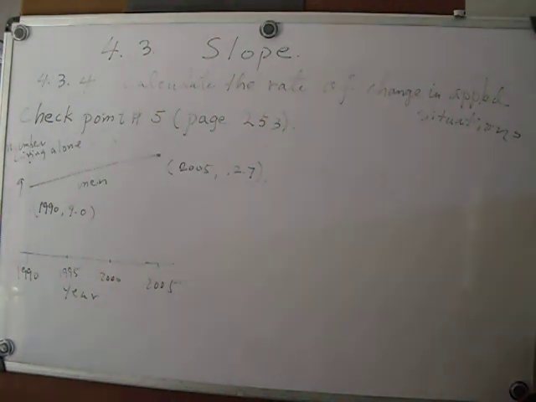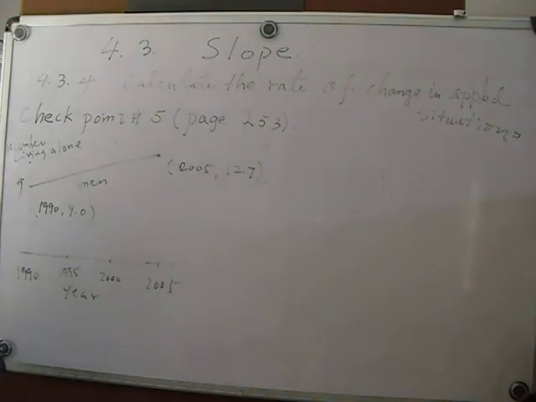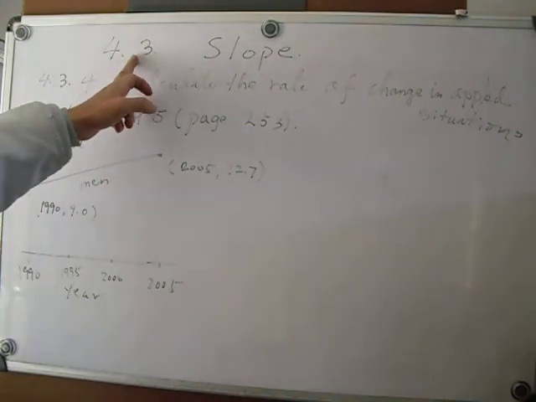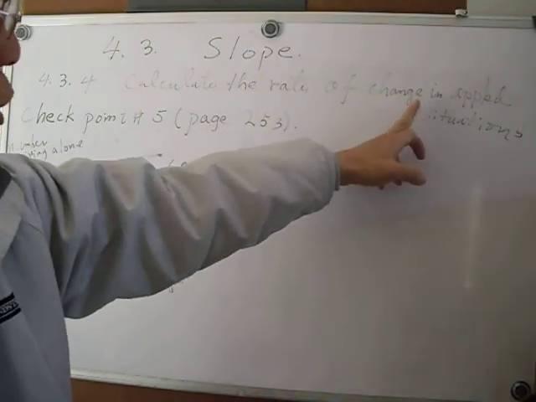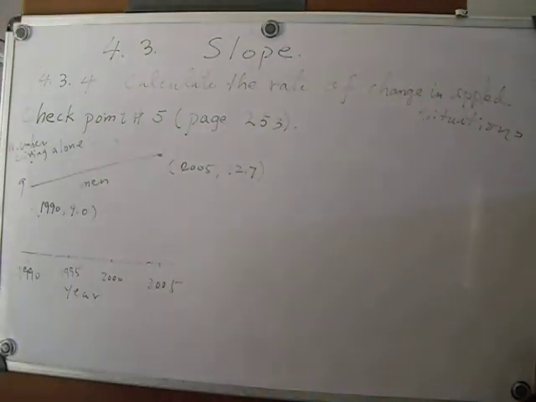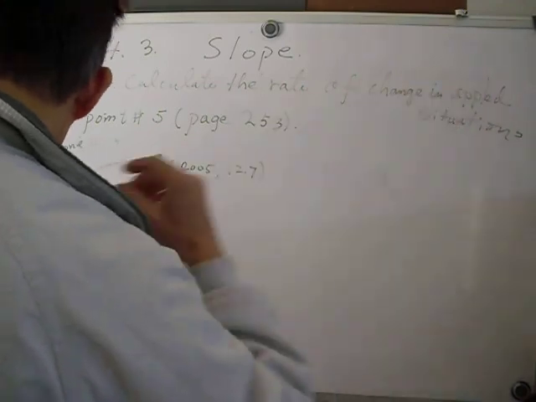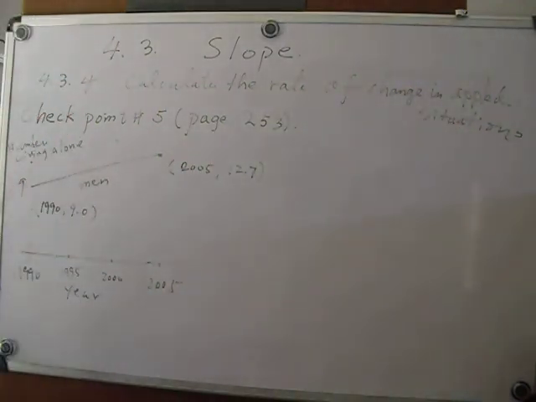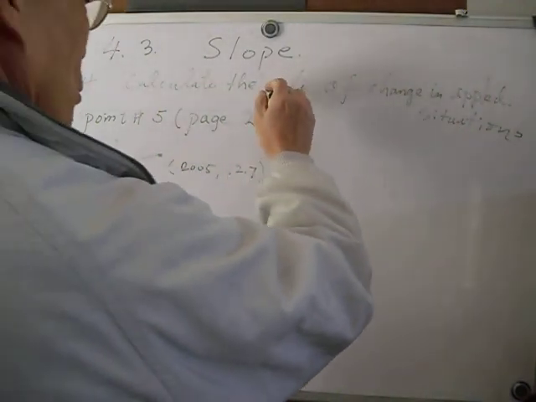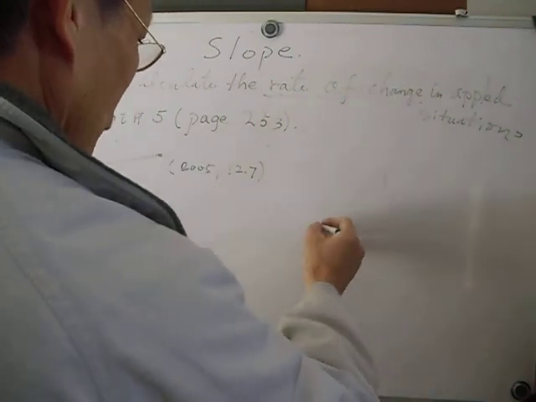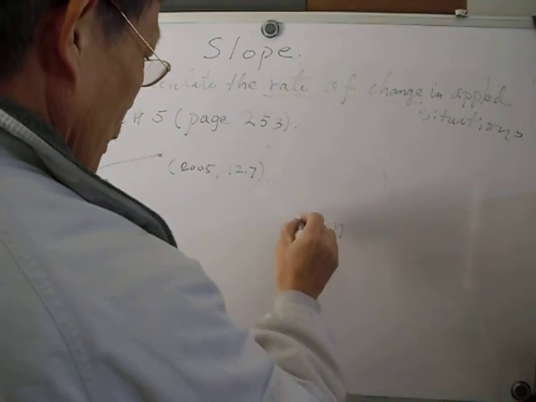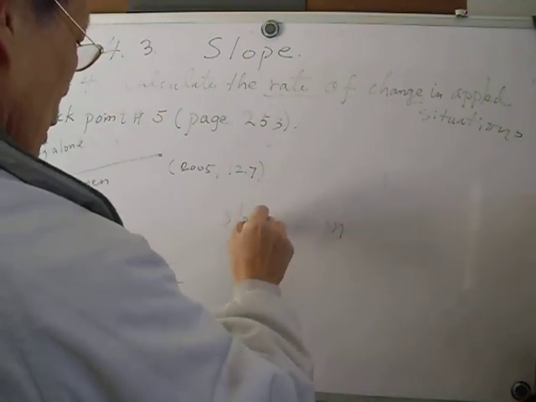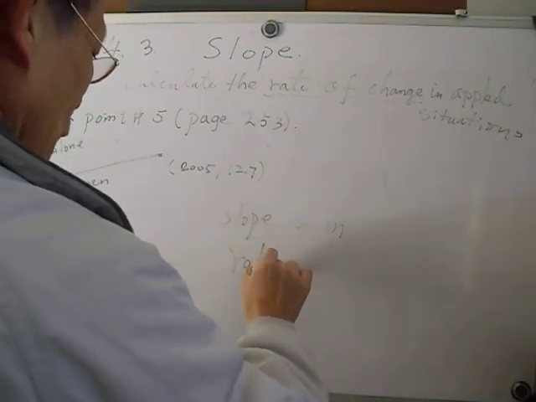Okay, in this last section of 4.3, slope, 4.3.4, calculate the rate of change in an applied situation. An applied situation is obviously the word problem. Rate of change, by the way, is actually the same as slope. Slope, rate of change, the same formula.